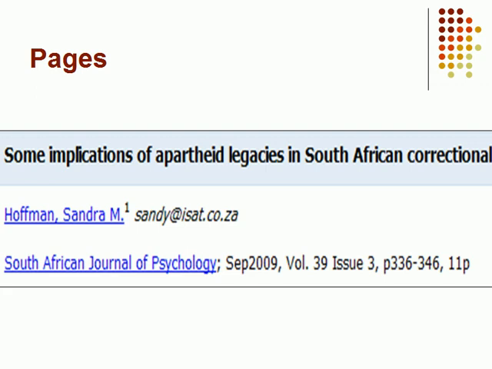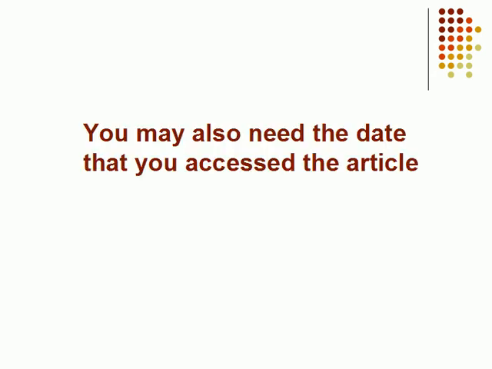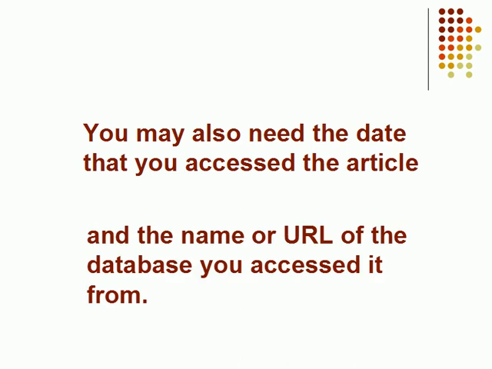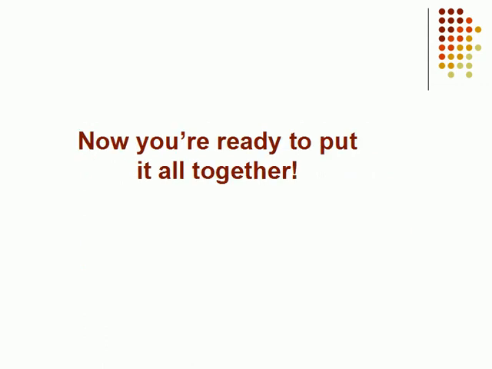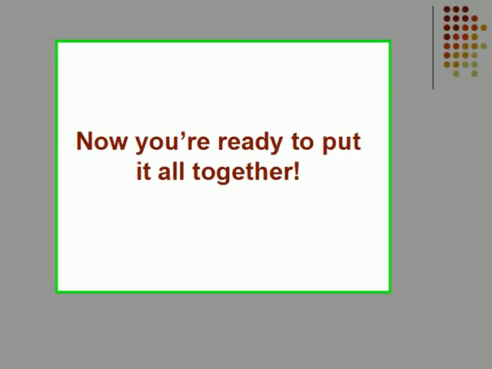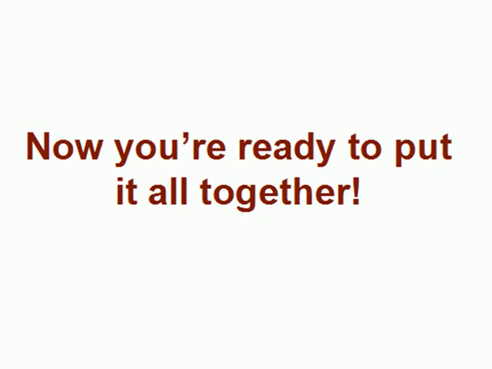Look for the range of pages, from the page the article begins on to the last page of the article. If it has a bibliography, it counts as part of the article too. This article is from page 336 to page 346. Sometimes you may need the date you access the article, or the name or URL of the database you use to access it. After making sure you have all the needed information, you're ready to format your references.